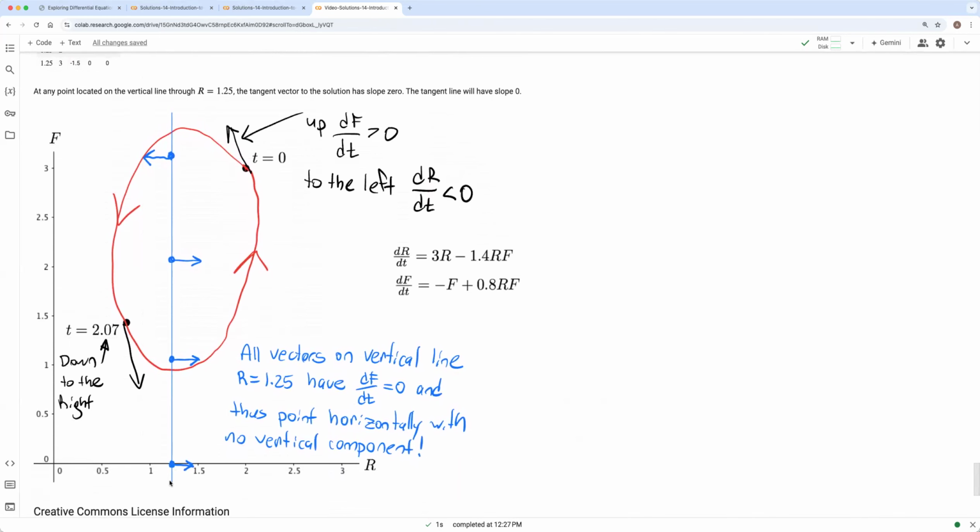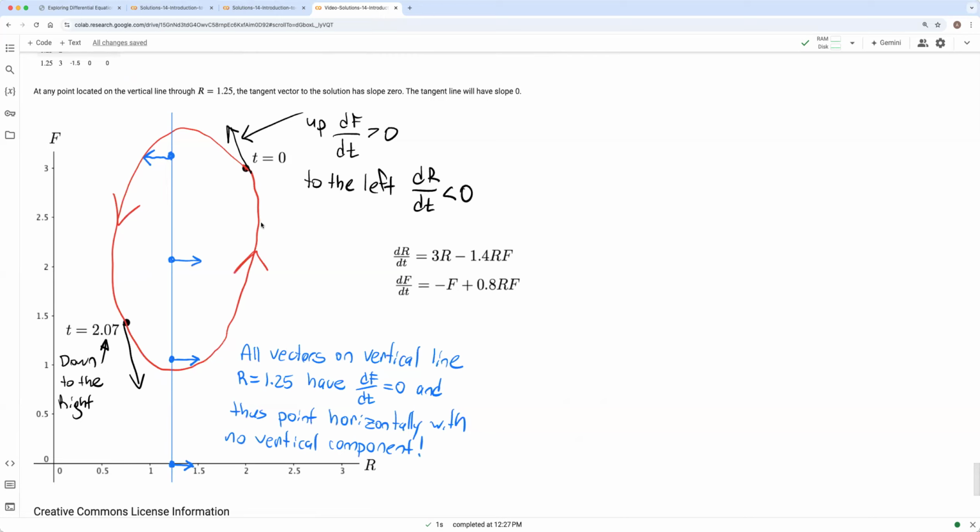This blue line is the vertical line through r equals 1.25. Three of the vectors that we calculated above had positive values for dr dt, so those three vectors are pointing to the right. At f equals 3, that vector had a negative value for dr dt, so that's why this one is pointing to the left.